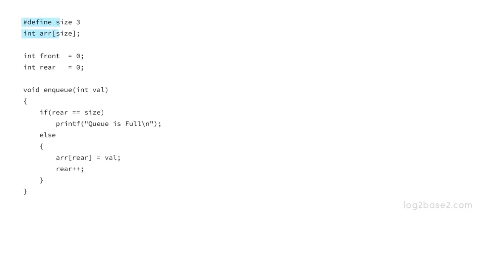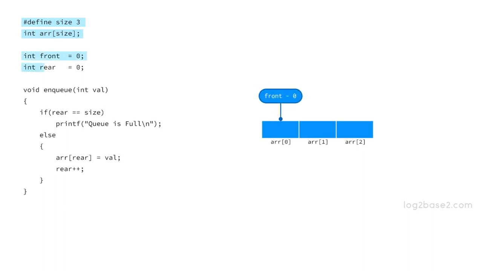First, we declare an array of size 3 and this array will be our queue and it is initially empty. And we need two variables, front and rear, to represent the two ends of the queue. And since the queue is empty, both rear and front are the same now. So both are initialized to 0.